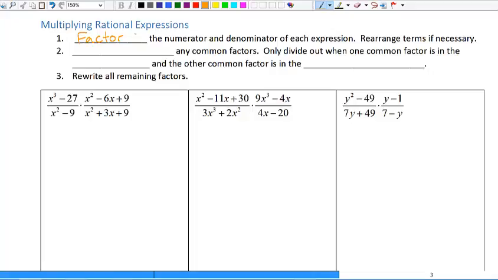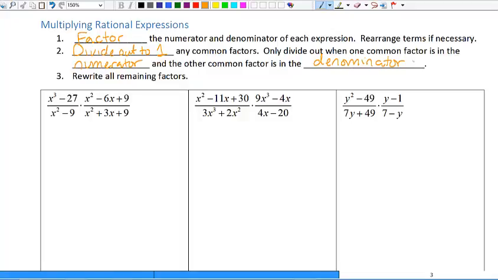The second step is divide out to 1 any common factors that are in the numerator and in the denominator. Make sure you only divide out when one common factor is in the numerator and the other common factor is in the denominator. Then you're going to rewrite all remaining factors.